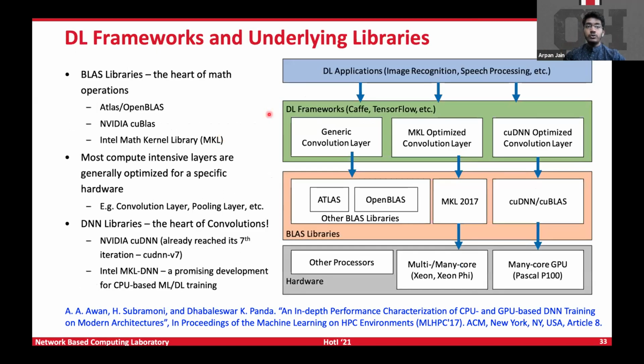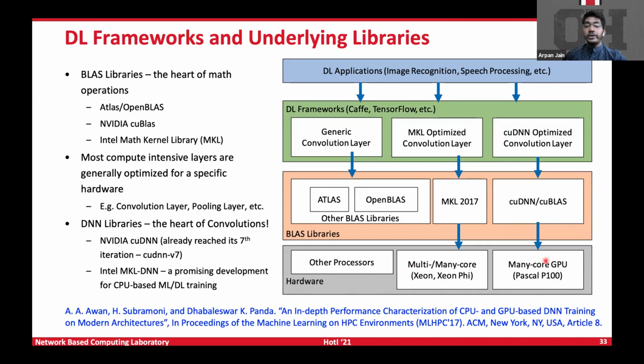So here I'm just showing the entire execution environment. On the top, we have the deep learning applications like image recognition or speech recognition. And at the bottom, we have hardware like the multi-many core processors. It can be Xeon, Xeon Phi, or the latest Cascade Lake or Skylake processors. And we can have the many core GPUs like the Pascal P100 or the V100 or the latest A100 also.